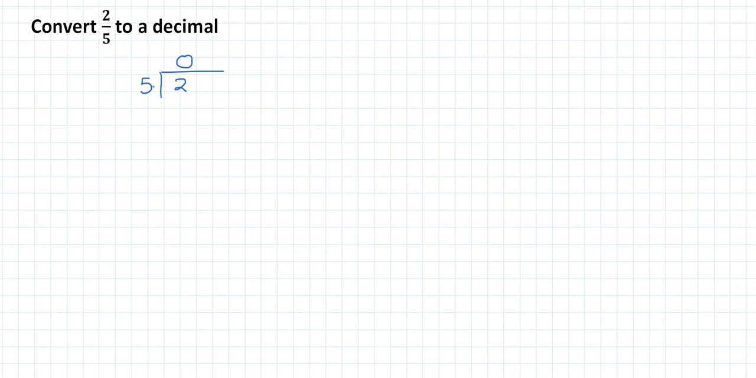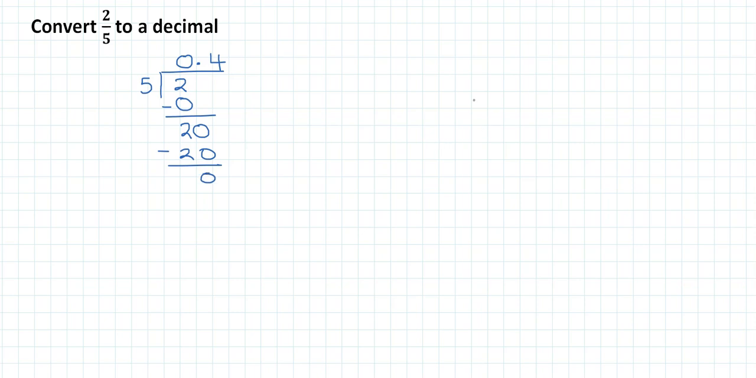So we have 0 multiplied by 5 is going to be 0. So we subtract, and then 2 minus 0, we have 2. And because 2 is still less than 5, we can put a decimal right here. And then we multiply, and this decimal gives us the authority to make this 20. 20 divided by 5, we have 4. 4 multiplied by 5, we have 20. And then we can subtract, and we have 0.